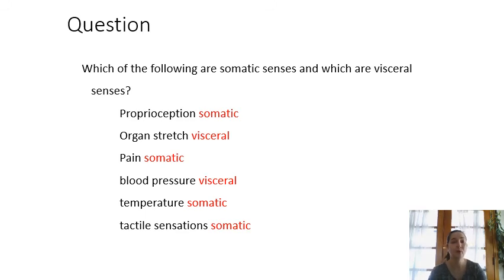All right, so proprioception is a somatic sense, so that's the feeling of your body movement in space. Organ stretch is visceral. Organ stretch would be like if you ate a really big meal and you can feel like your stomach's a little bit stretched out. That's a visceral sense. Pain is definitely a somatic sense. Blood pressure is visceral, so the feeling of the blood pushing more strongly on the inside of your vessels. That's a visceral sense. Temperature is somatic, and tactile sensations are also somatic.